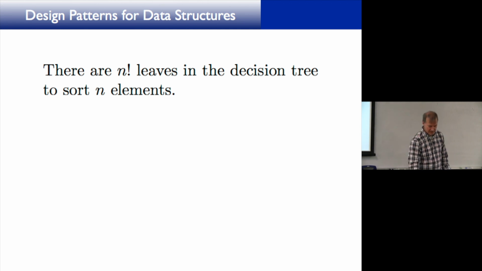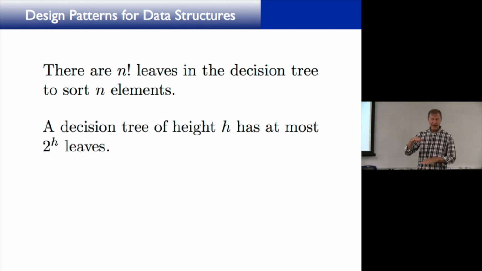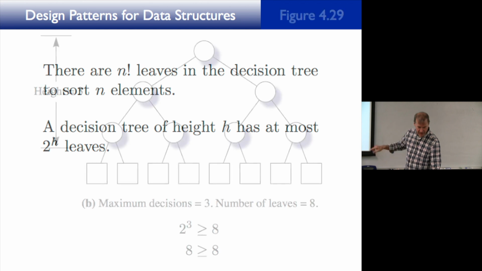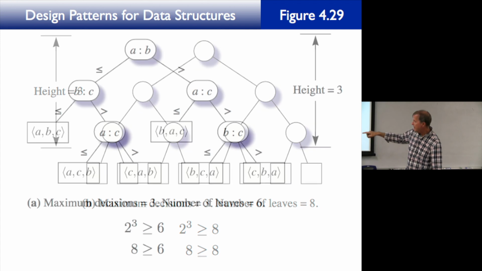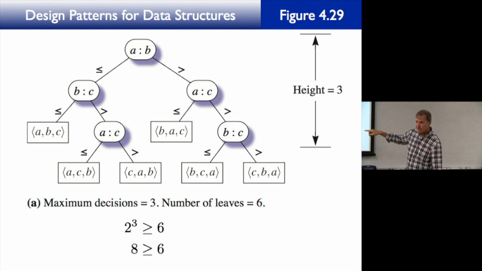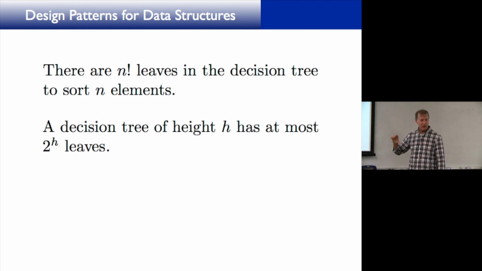Are you with me? And furthermore, we know a decision tree of height h has at most 2 to the h leaves. See here in part B, the number of leaves is 8. Here in part A, the number of leaves is 6. Are you with me? So we know a decision tree of height h has at most 2 to the h leaves. Can't have more.